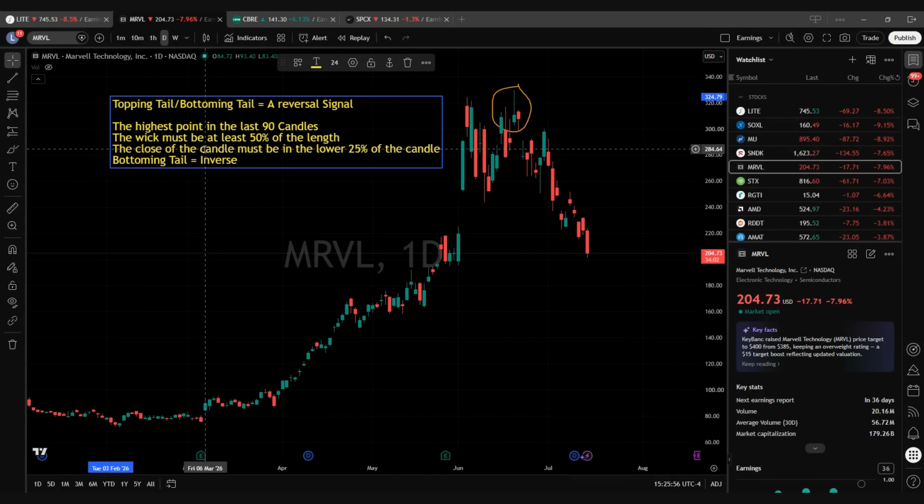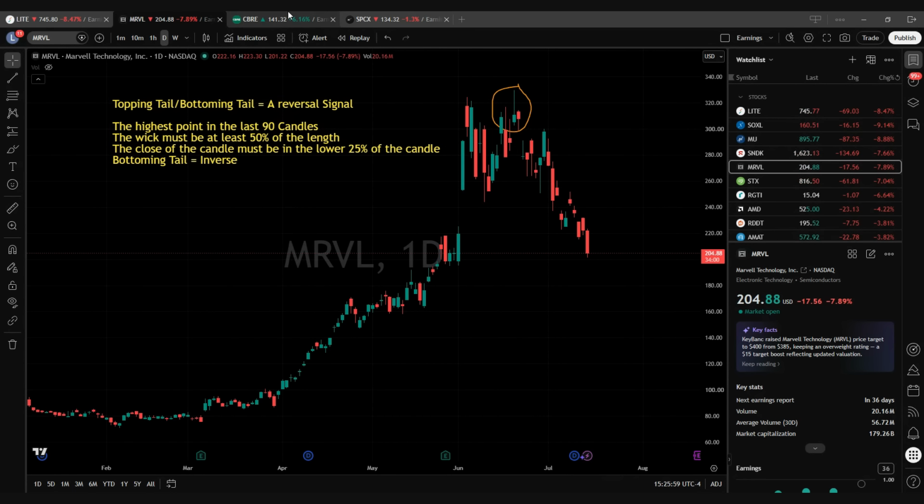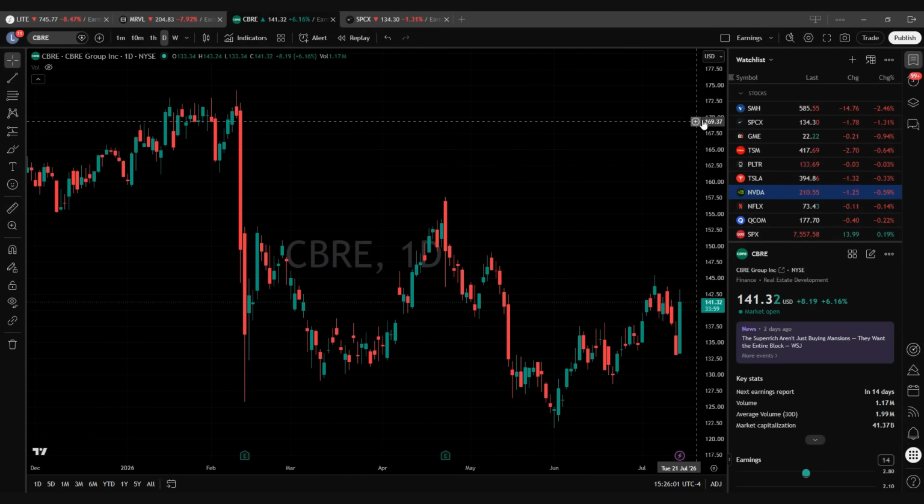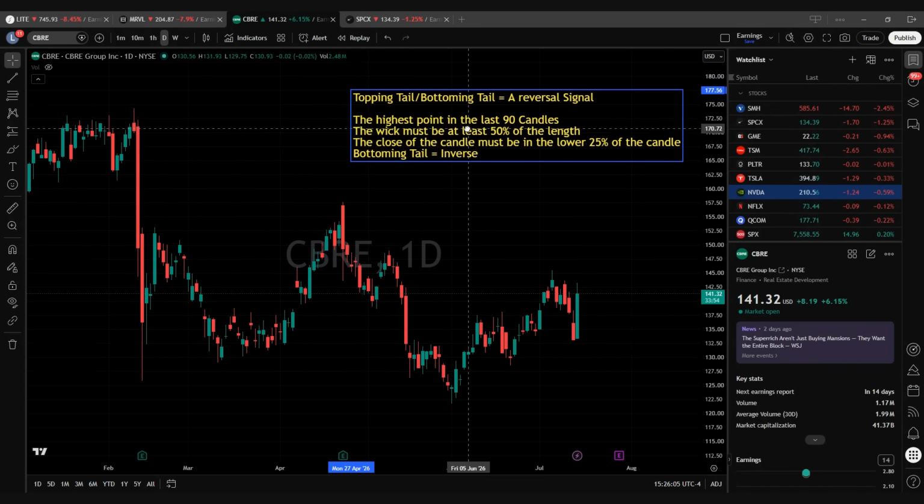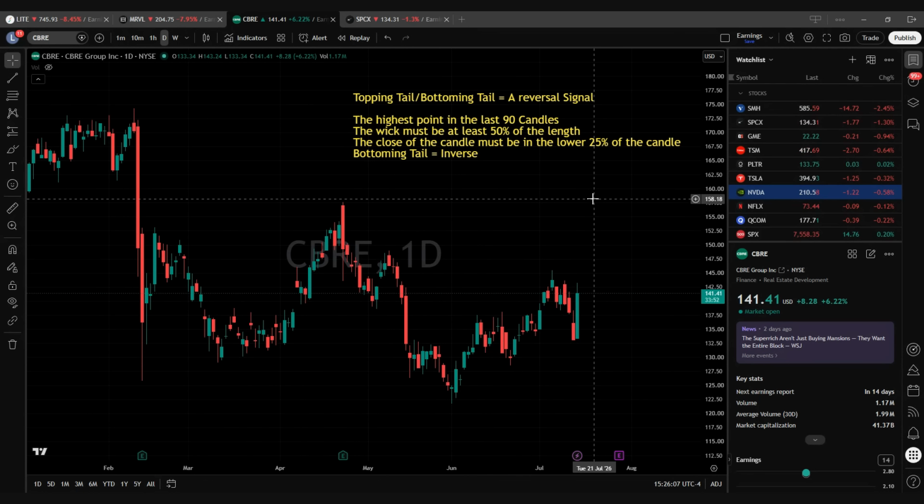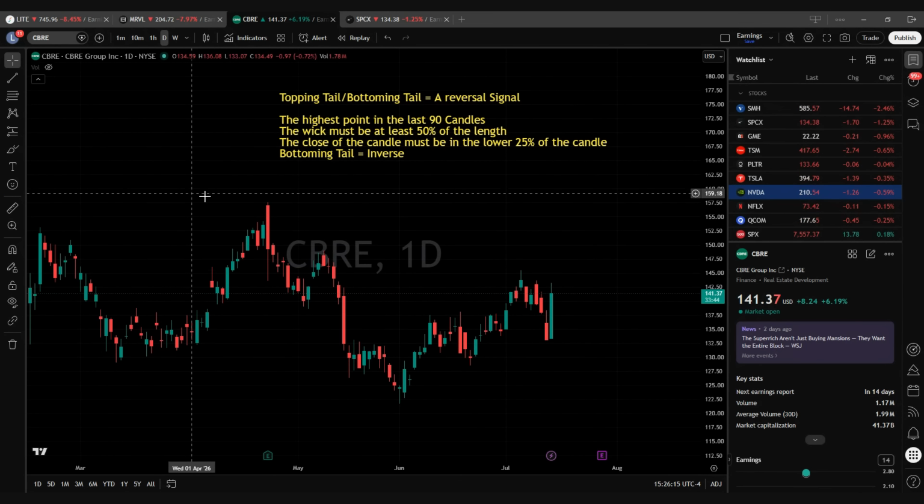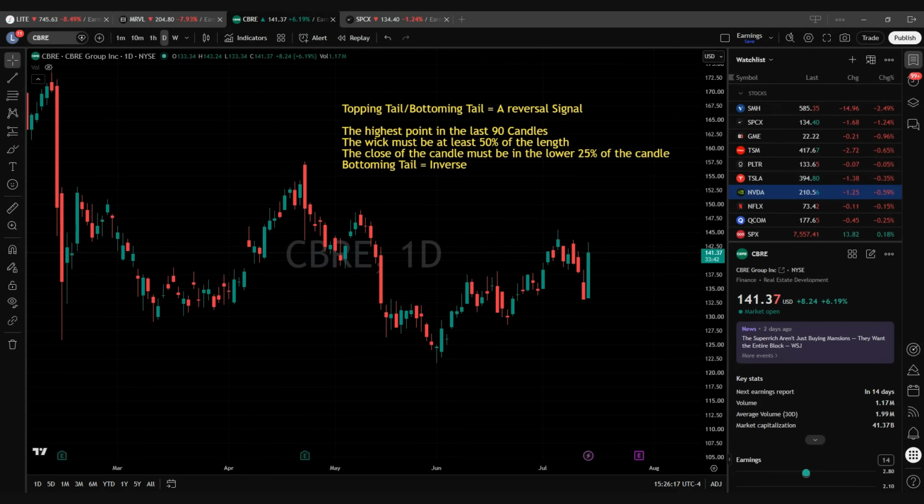Well, if a bottoming tail is just the exact inverse of that, can you guys spot the bottoming tail? I will pause it right here and you tell me where you see the bottoming tail, or if you even see a bottoming tail. Well, it is right here, and it's smaller, but it is there.